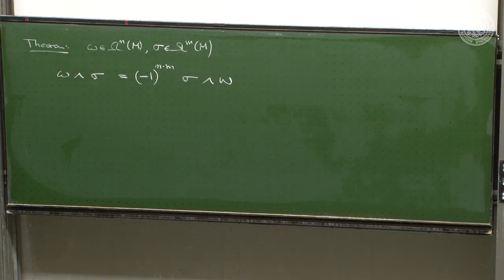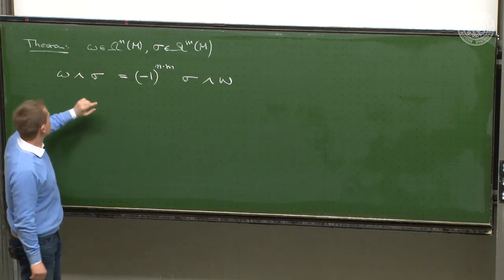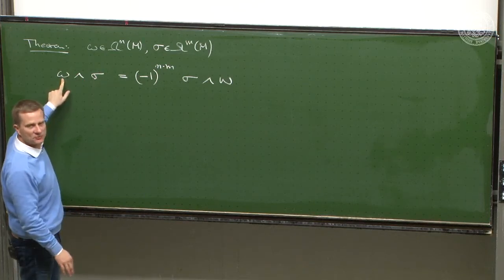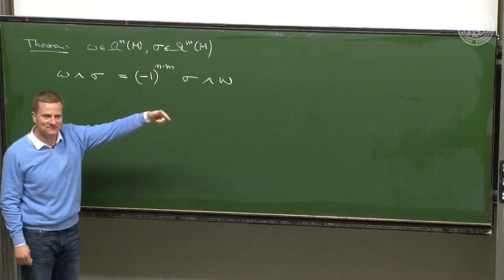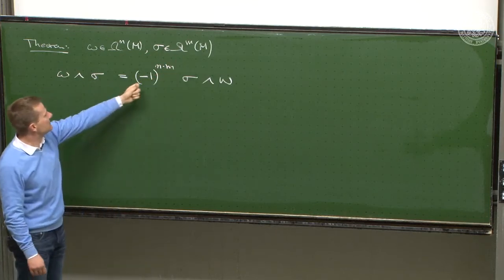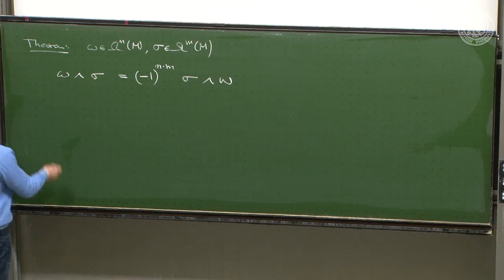It's very simple to prove this, but mind you, this is only true, I emphasize again, if omega is not just an arbitrary element from the Grassmann algebra, which could be a linear superposition of an n-form and an n plus 2 form, but if it's a specific n-form and sigma is a specific m-form, then it's this.